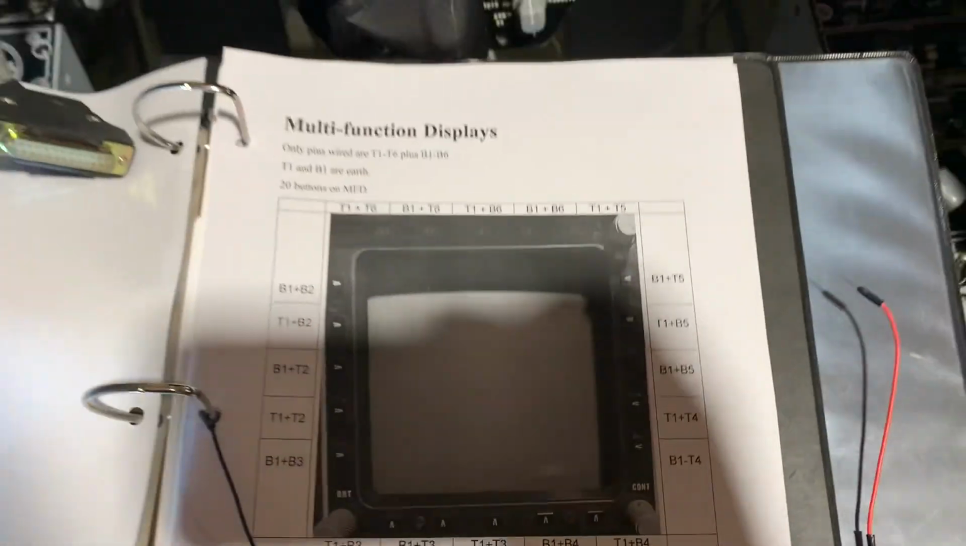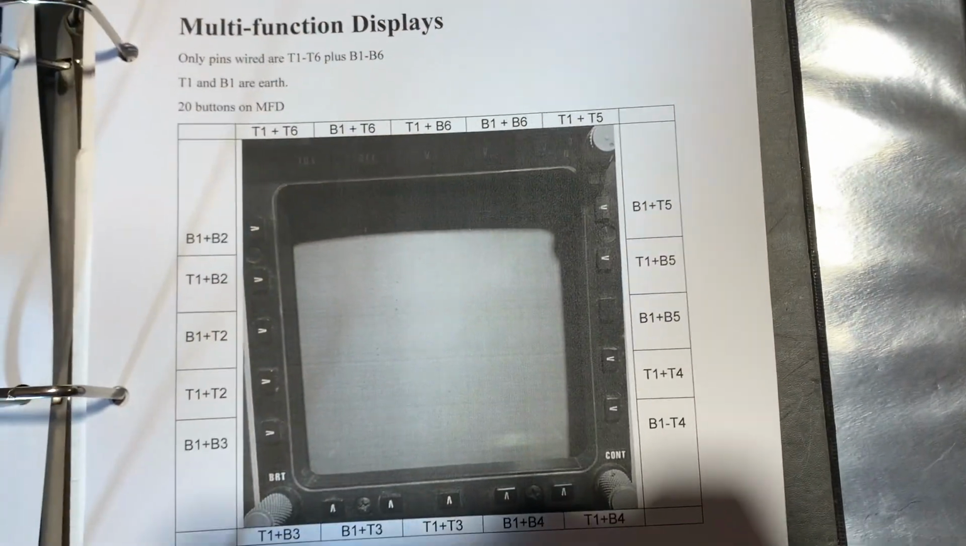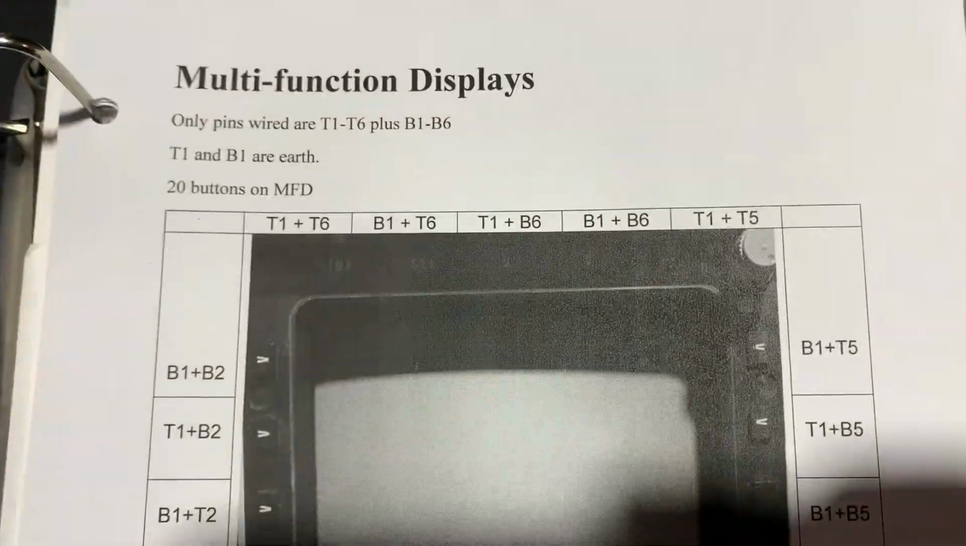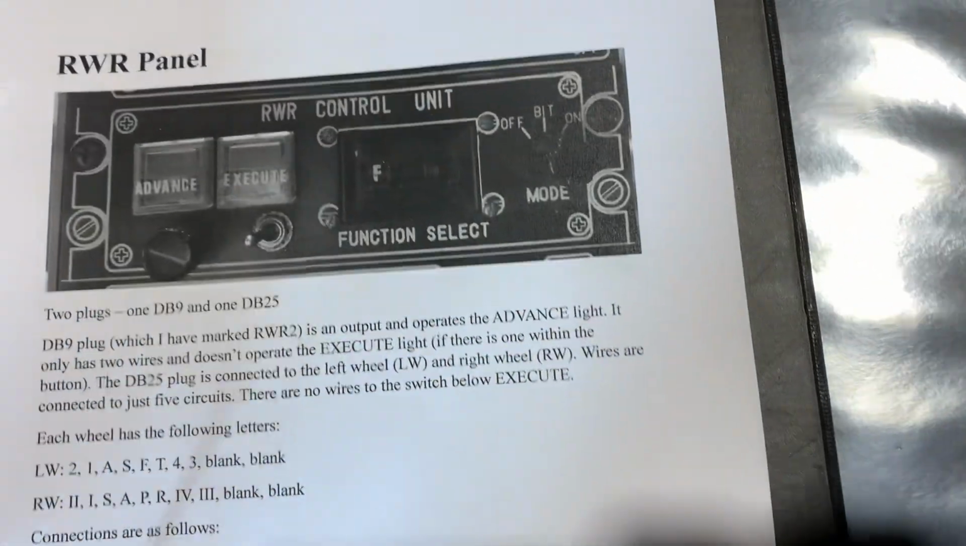I've gone through and I've put all these in diagrammatical form. So here is the multifunction display, and you can see top left here we've got B1 and B2. Next one down is obviously T1, B2. So I've done them all like that, so it'll be easy to connect things up. I want to get all the plugs and I need to connect it to the computer.